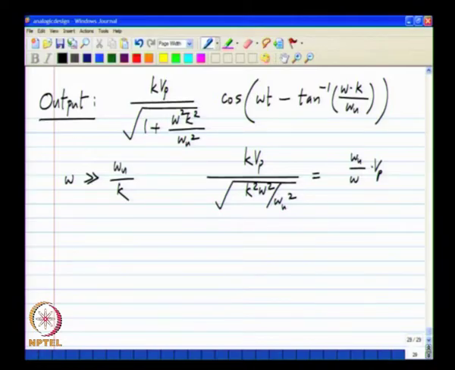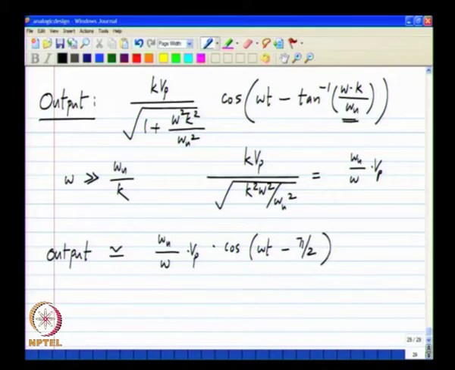And also you get the argument of the tan inverse to be a very large number, because we are saying that omega is much more than omega u by k. So, this argument is very large, and for a very large argument we can simply approximate the tan inverse by 90 degrees. Okay. So, the output for very high frequencies approximately is omega u by omega times Vp cos omega t minus pi by 2.